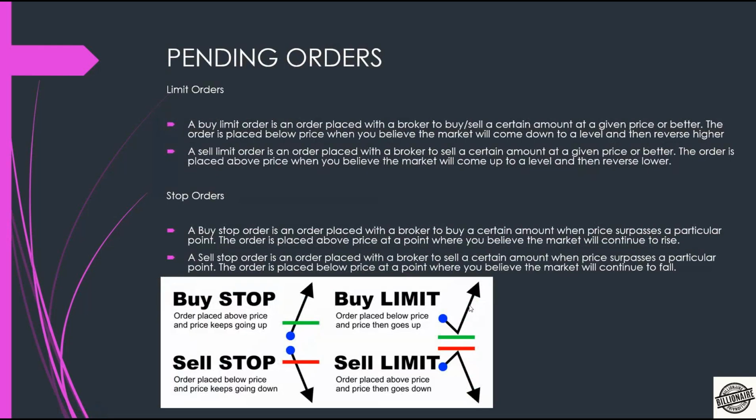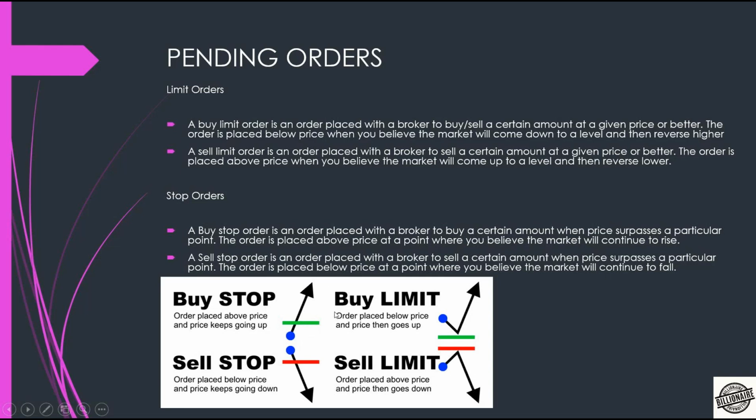One of them is the limit order. Limit orders mean when price comes, price is going to come down and bounce off a place and then jump up. Buy stop order means price is going to come up and meet my price and keep going up. Sell stop orders, price is going to come down and keep coming down. Sell limit order, price is going to come up, meet my price and bounce back down.